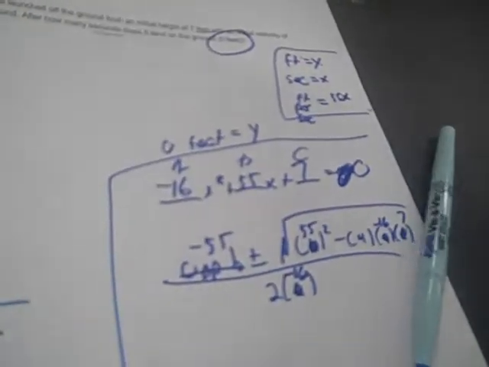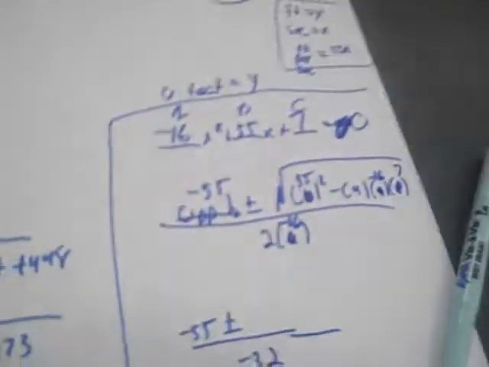3025 minus 4 times negative 16 times 7. Negative 448. Okay, so 3025 plus 448 gives me 3473. Then I find the square root of 3,473. Okay, I got 58.93.